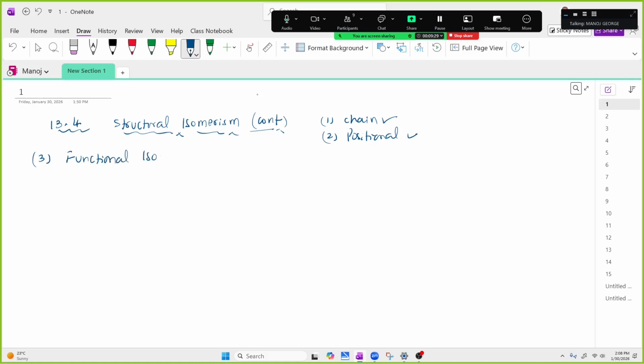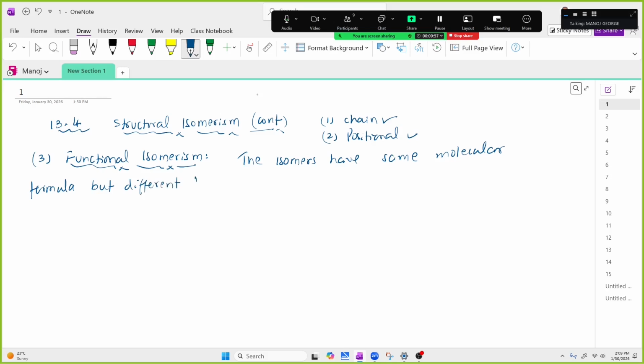So let's have a look at what happens in functional isomerism. As the name suggests, when it comes to functional isomerism, the isomers have the same molecular formula, but different functional groups. So now the functional group itself is going to change.